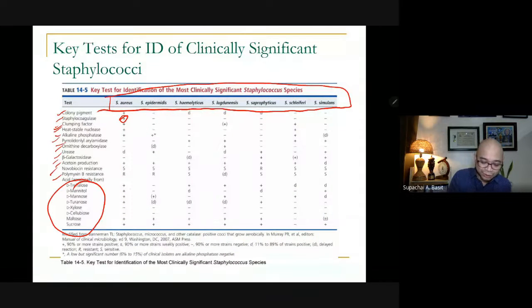Then for mannitol, Staphylococcus aureus is positive, and then simulans would also be positive. Okay, there are some in this table, you don't have to memorize the table, but just take note of the noteworthy things to mention.